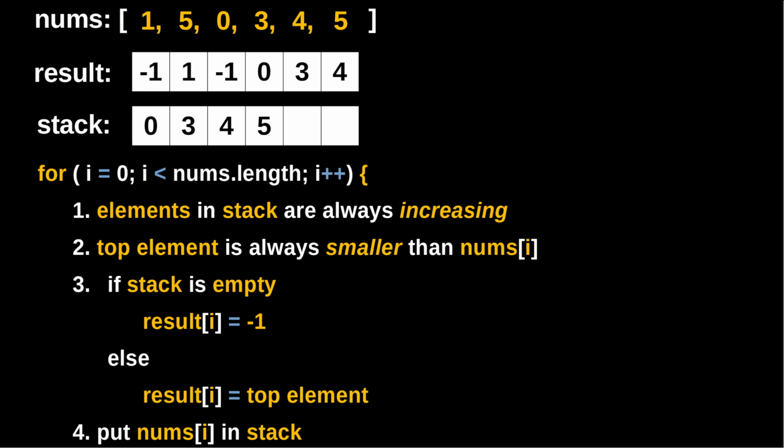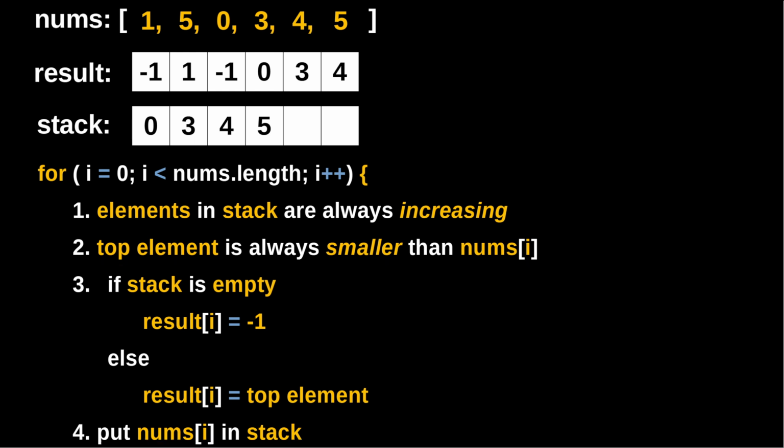Now it should be clear why we are maintaining a stack where all the elements are always increasing. Our job is to find the smaller elements on the left. That means we maintain all the elements that are smaller than the current one. When we need to find a smaller element, we can always pop the stack until we find such a smaller element. Furthermore, notice in step 4, we're going to put num sub I in the stack. That's why at step 2, the top element has to be always smaller than num sub I. Once we put num sub I in the stack, the elements are always increasing.